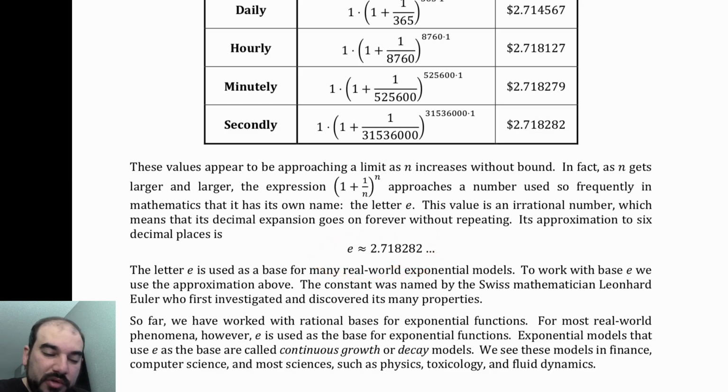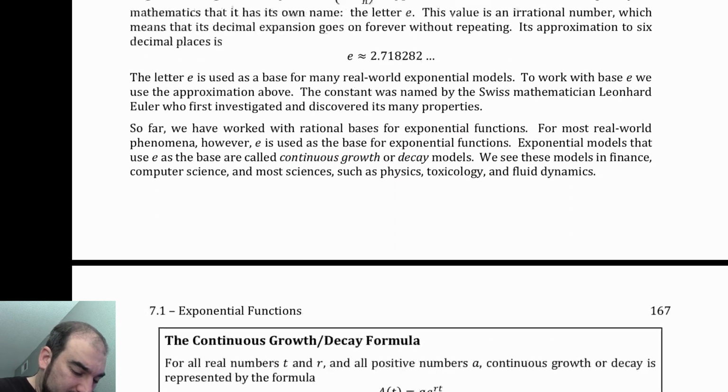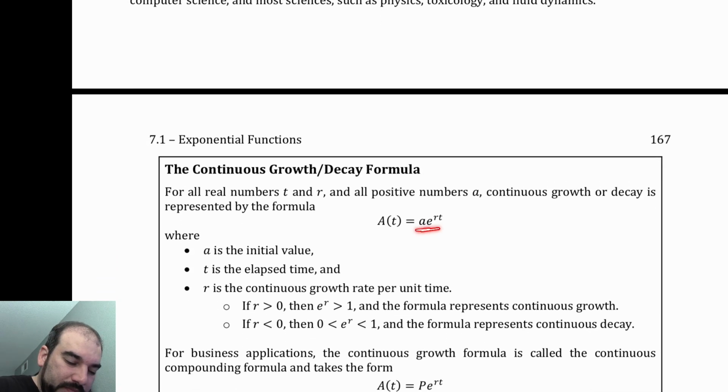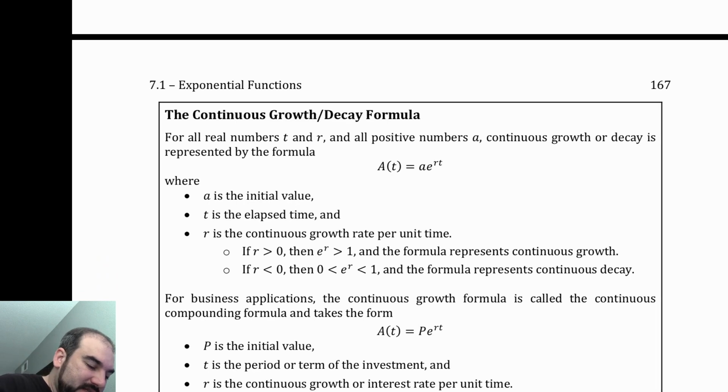It's not a variable. So you need to understand that when you see e as a letter in a formula, that is not something that you're looking for. That's just a fixed number. It's actually a number on your calculator as well. We have this continuous growth or decay formula. These are for accounts or things that grow continuously.